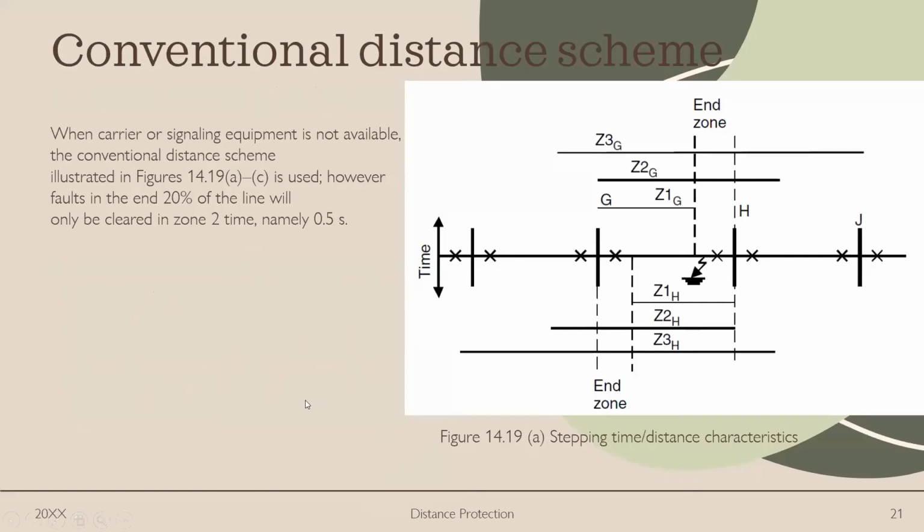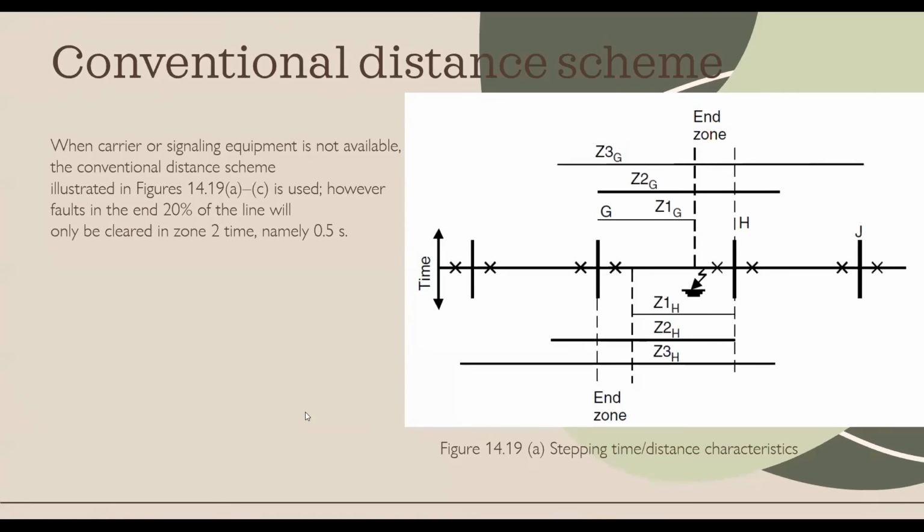Here we have the conventional distance scheme. When the signaling equipment is not available, the conventional distance scheme illustrated here is used. However, faults at the end 20% of the line will only be cleared in zone 2 time, namely 0.5 seconds.